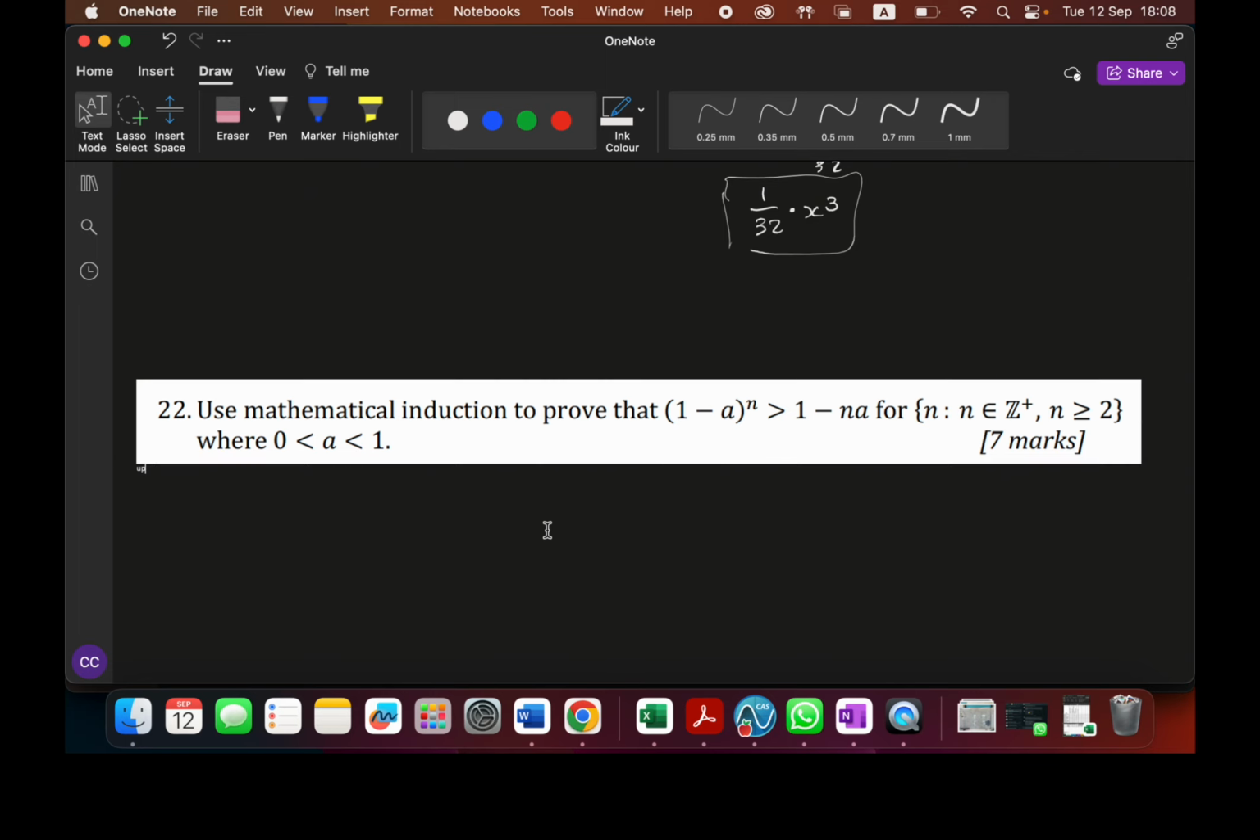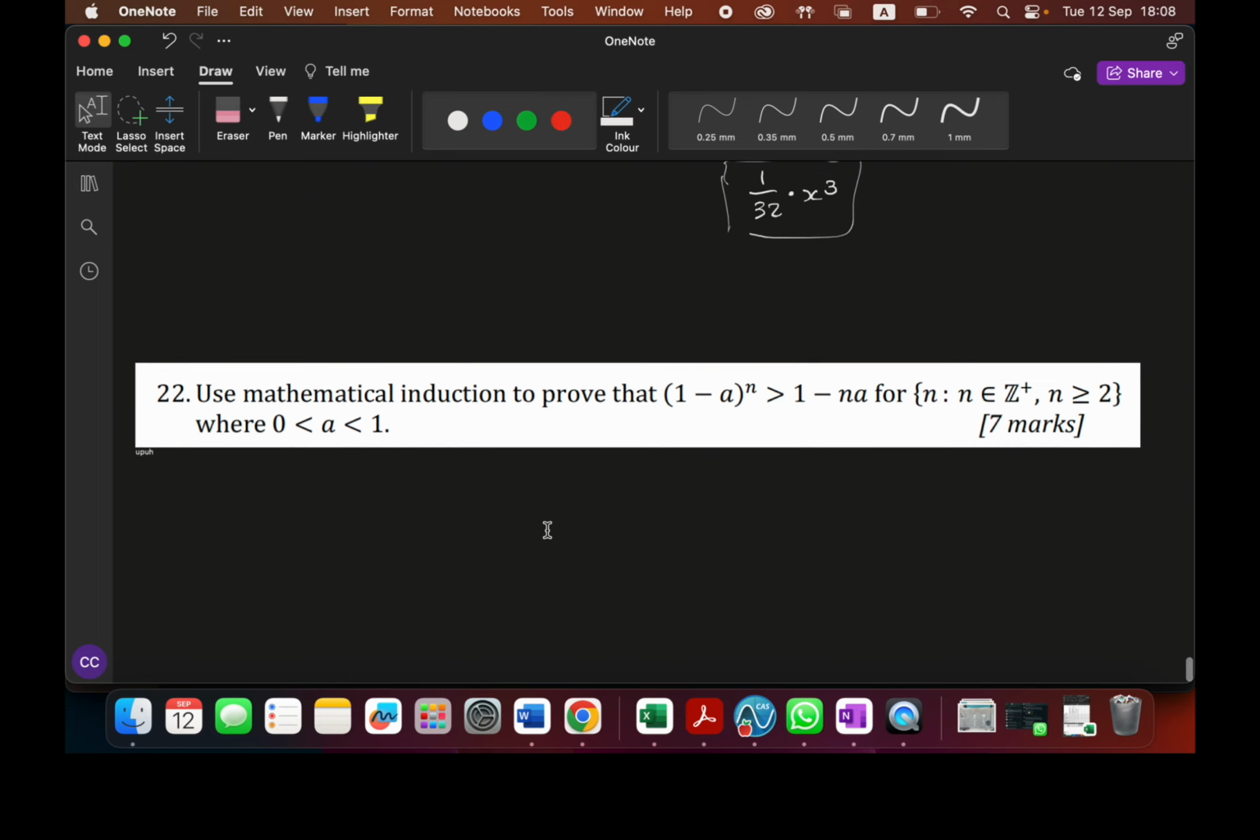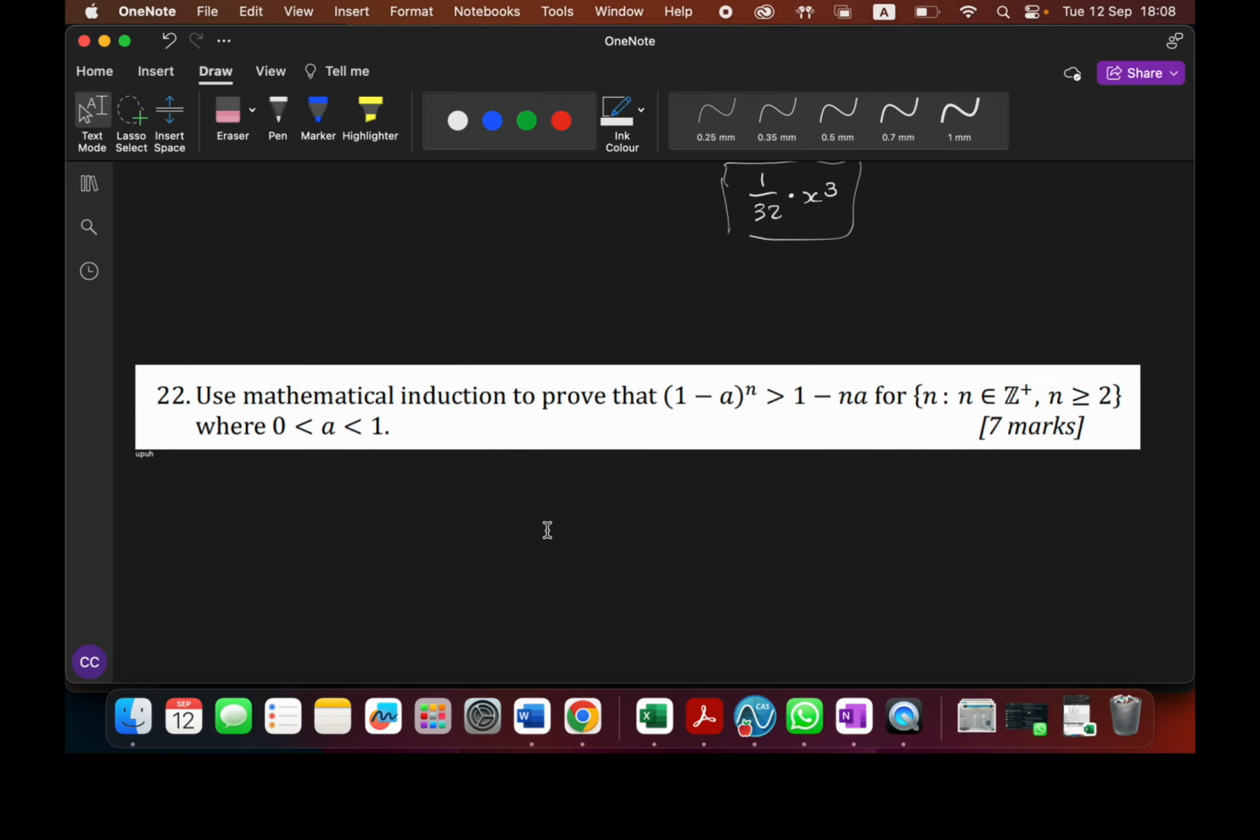So here we go. What we have going on here is a mathematical induction proof. We've got to prove that (1 - a)^n is greater than 1 - n times a for n greater than or equal to 2, and a is between 0 and 1.